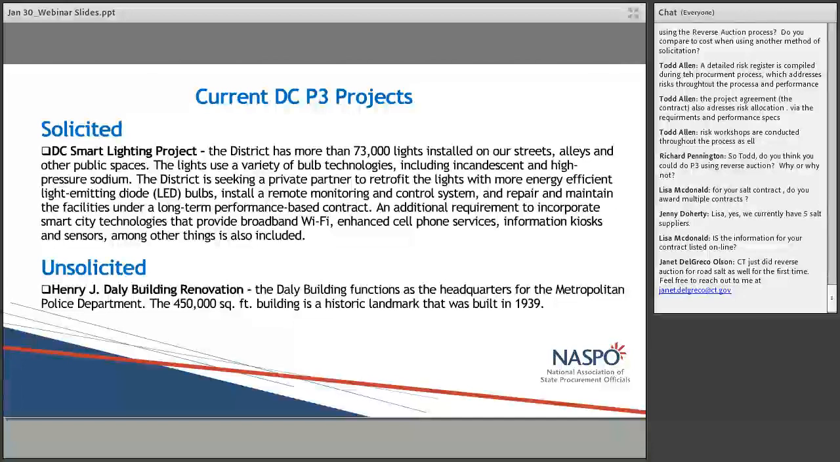So I don't necessarily think the answer to that P3 auction question is no. I think it would depend on the situation. I really haven't run into something where a reverse auction hasn't applied. The hard part is figuring out how it applies and customizing it to the specific situation.